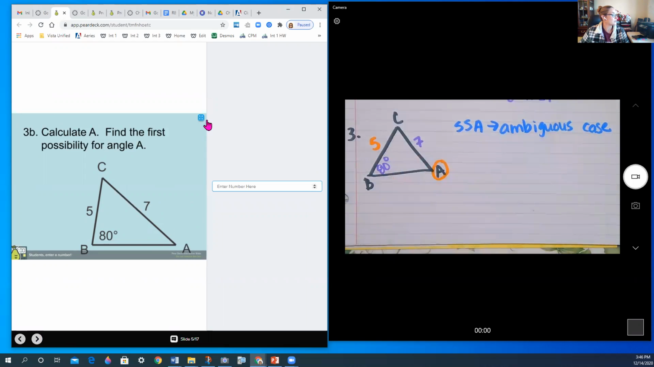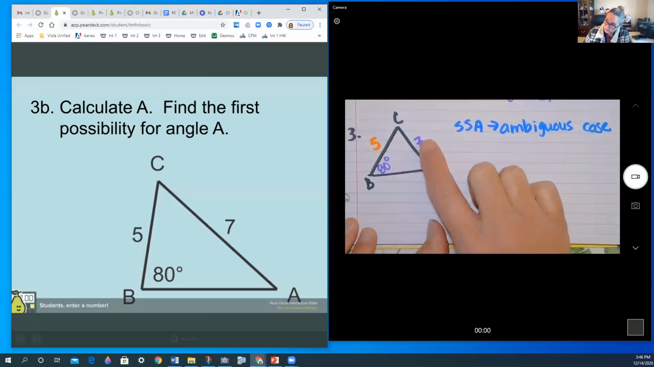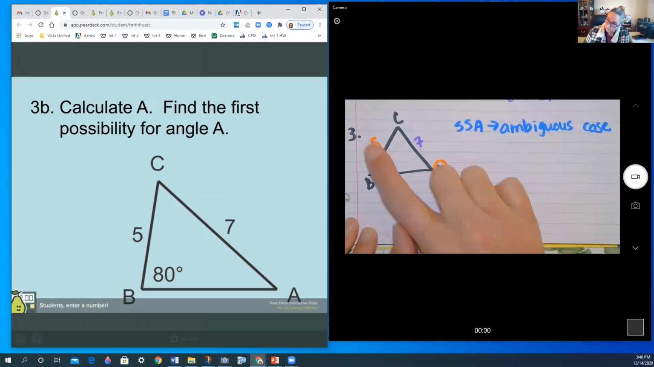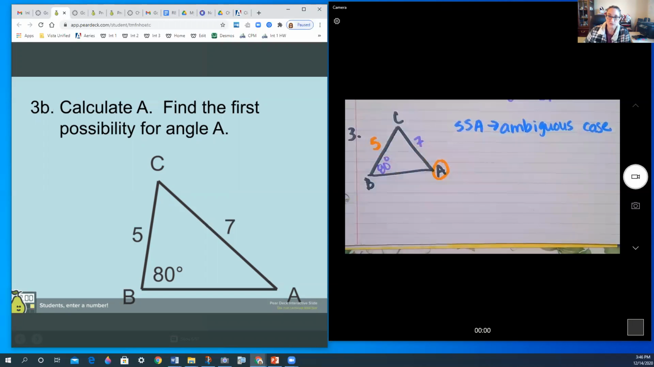So here they want us to calculate A, okay? And so we're going to try to find the first value for A. Now looking at this, I have this pair of opposites, and I have this one that I'm going to find. So when I have a pair, an opposite angle and the side opposite, then we're going to use law of sines.